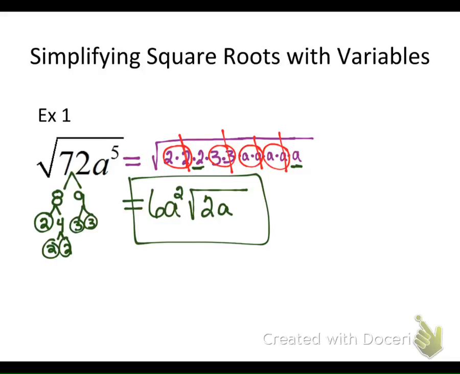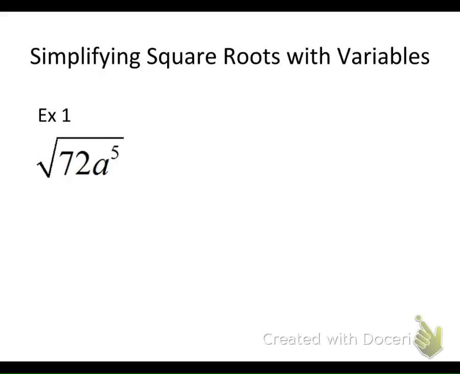Okay, let's take a look at example number 2 then. Now, the only difference between example 1 and example 2 is that now you have 2 variables. Okay? So we're going to follow the exact same steps of what we just did. So the first thing I'm going to do here is factor my 50.